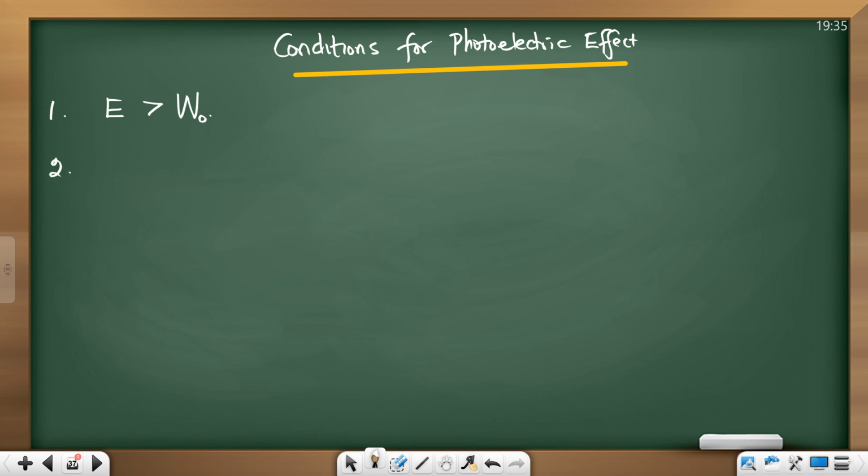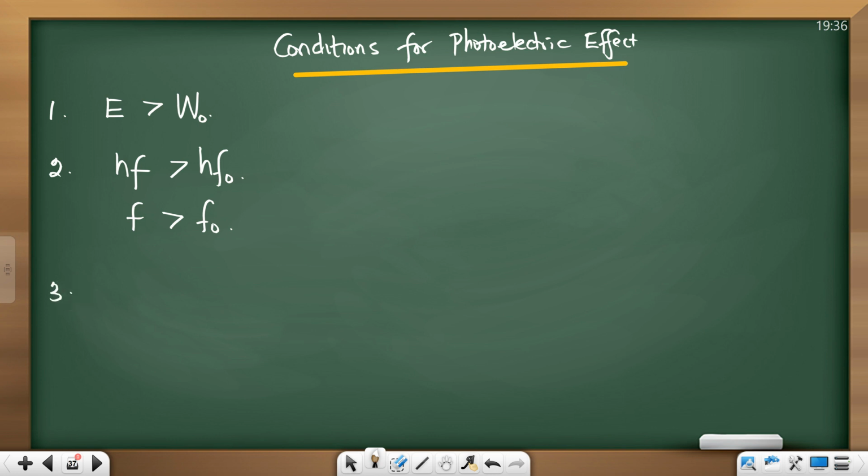Number 2, I'm going to use number 1 to get number 2. It's just repetition, but in a different way. What is E? hf. Greater than what? hf naught. Can I divide both sides by h? It means my frequency should be greater. That's the second condition. The frequency of the light must be greater than the threshold frequency.